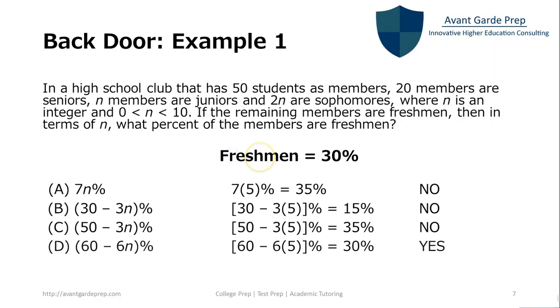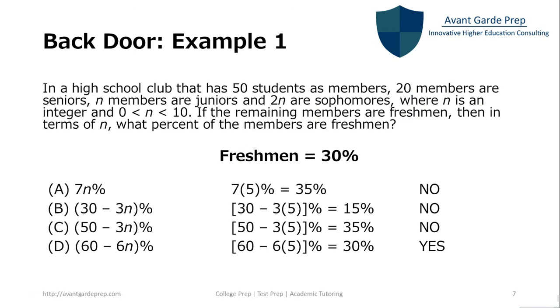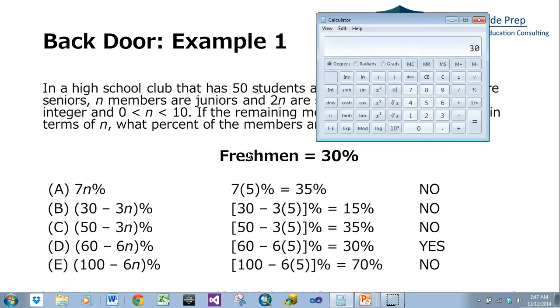So let's move on to answer choice D, and we'll calculate answer choice D, which is 60 minus 6 times 5, and that equals 30%. So that does match. So D is a viable answer choice. But because this is the backdoor strategy, we need to make sure that we plug in all the answer choices. So we'll move to answer choice E now, which is 100 minus 6 times N.